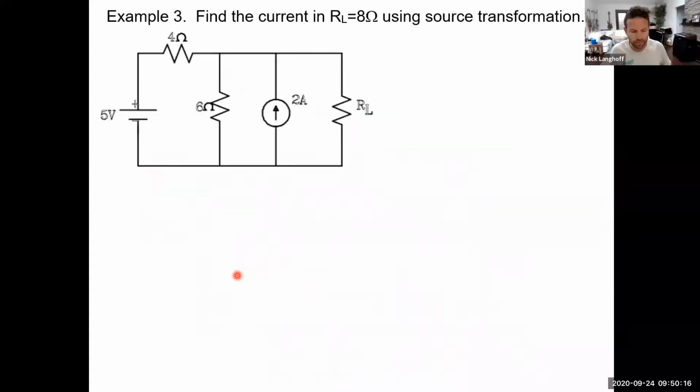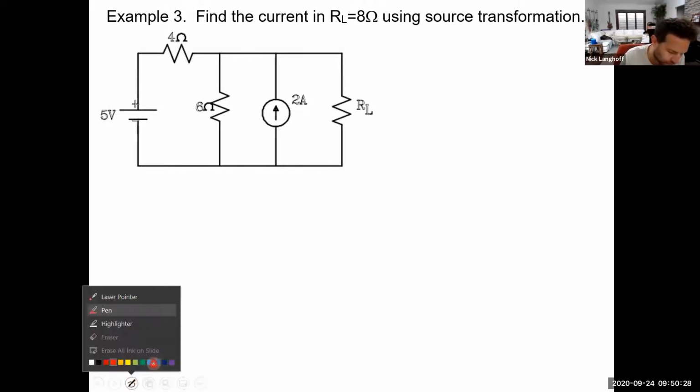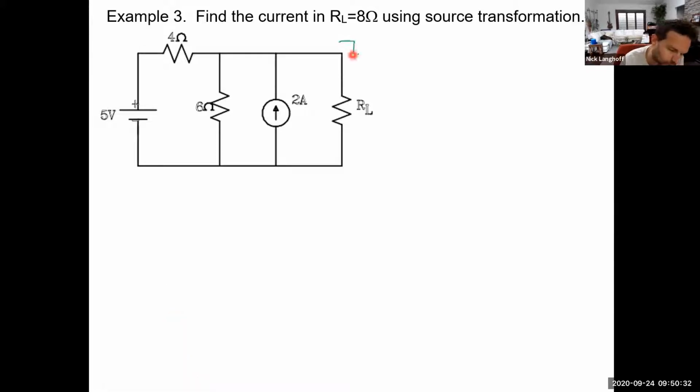Okie doke, let's jump in to take a look at an example. So here's a circuit, a couple of sources, and we want to find the current through the 8 ohm load resistor. So that's the question: what is IL, the current delivered to the load? And we're going to do this using source transformation.